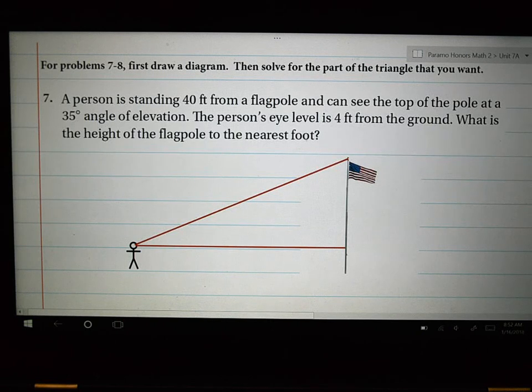This is number 7 in your packet. And I have already started the picture for you. A person is standing 40 feet from a flagpole and can see the top of the pole at a 35-degree angle of elevation. The person's eye level is 4 feet from the ground. What is the height of the flagpole to the nearest foot?